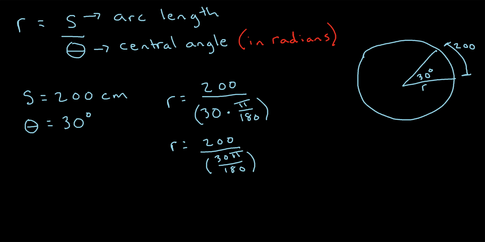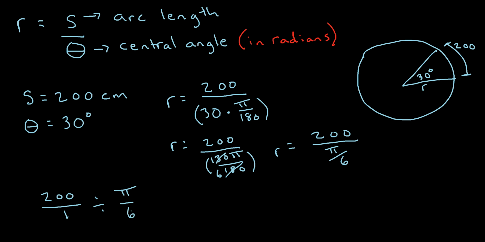Now we can reduce this 30 pi over 180, so 30 will go into 180 6 times. So we can actually just cross this out, make it a 1, cross out the 180 and make it a 6. So what we've got is the radius is equal to 200 divided by pi over 6. So let's rewrite this down here. Let's say we have 200, we'll write it as a fraction, 200 over 1 divided by pi over 6.